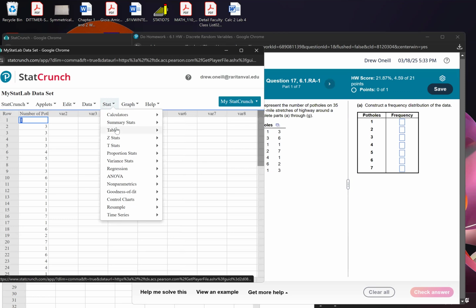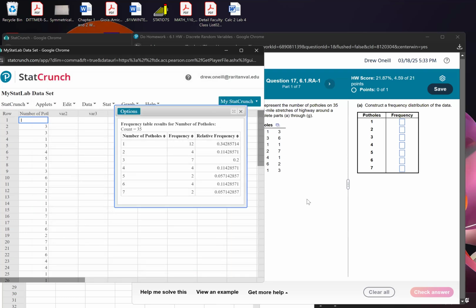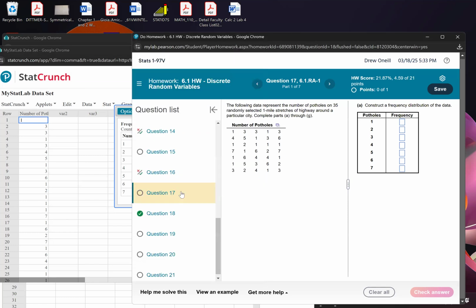Do Stat, Tables, Frequency, select the column, Calculate, and the frequencies are right there. Okay. It also gives us relative frequency. Just know that if it asks for probability, we just use the relative frequencies. Okay. If it asks for mean, that's a different story.